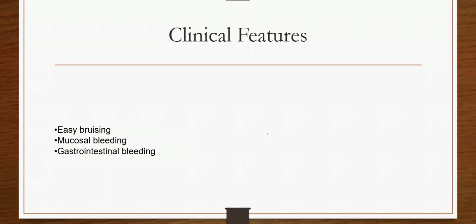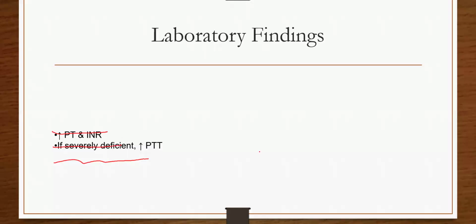Okay, so the clinical features of vitamin K deficiency are easy bruising, mucosal bleeding, and gastrointestinal bleeding. The laboratory findings of vitamin K deficiency are again super high yield. In this case, the prothrombin time is increased. If the vitamin K deficiency is severe, then PTT will also be raised.